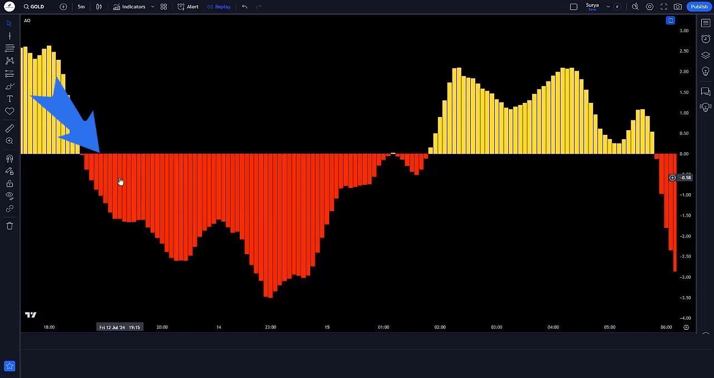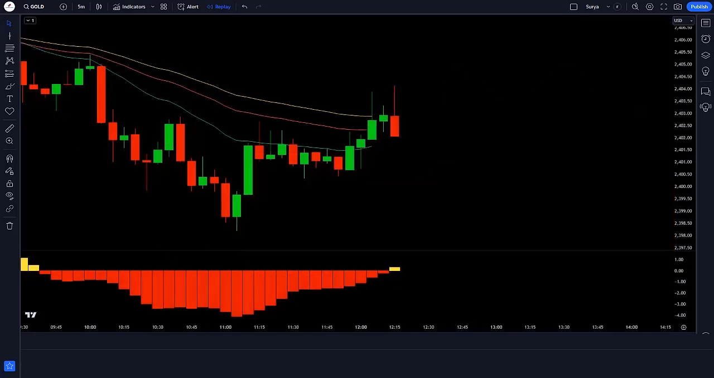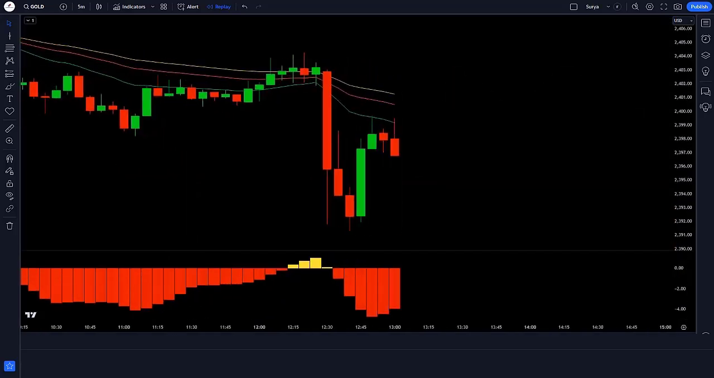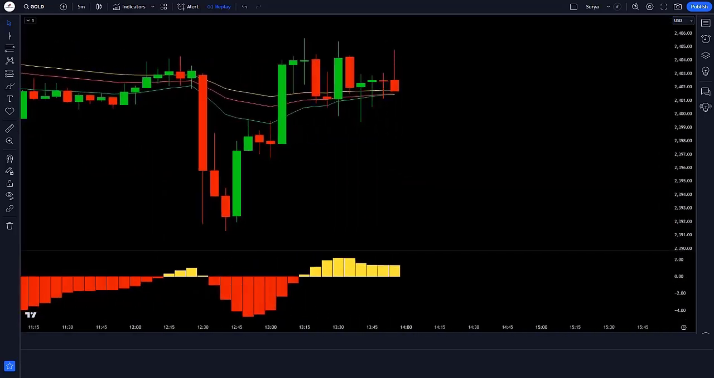When the Awesome Oscillator indicator creates a red histogram, then we have to take a sell order. And when it creates a yellow histogram, then we have to take a buy order. I hope you have understood this strategy. If not, then no problem. Let's see some more examples of trades.